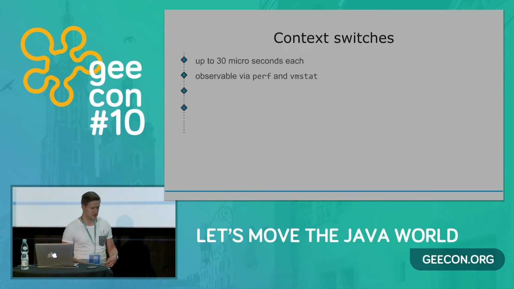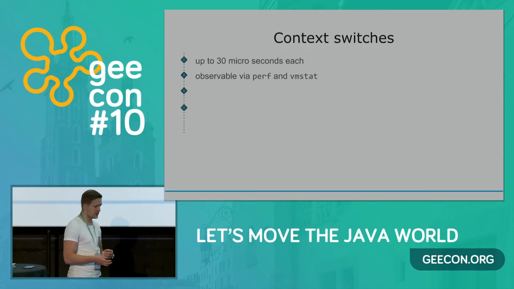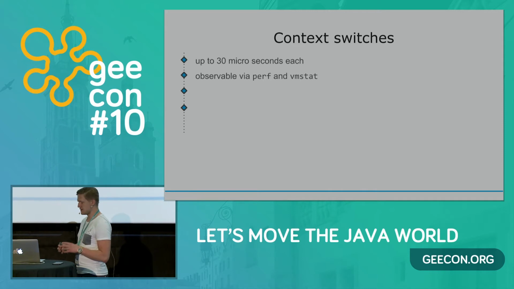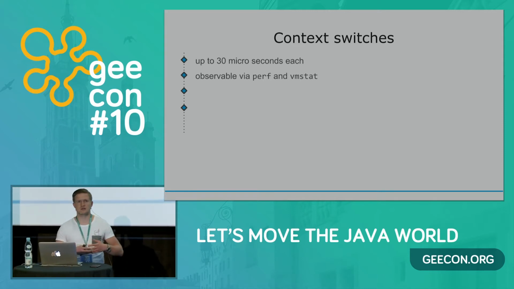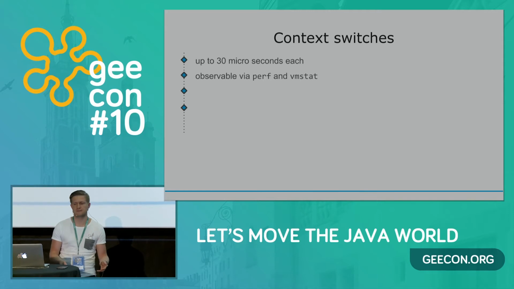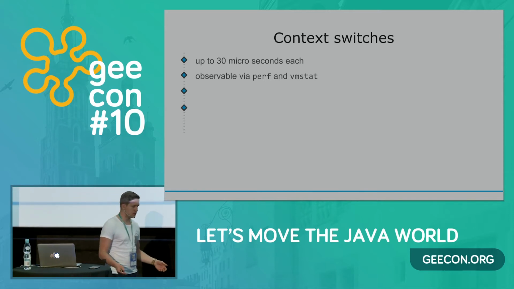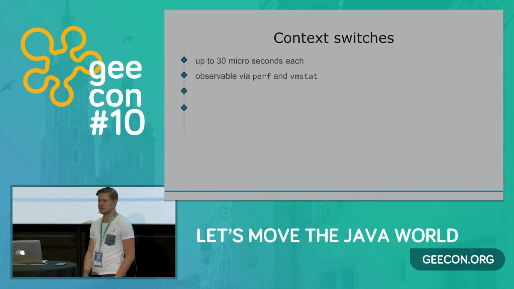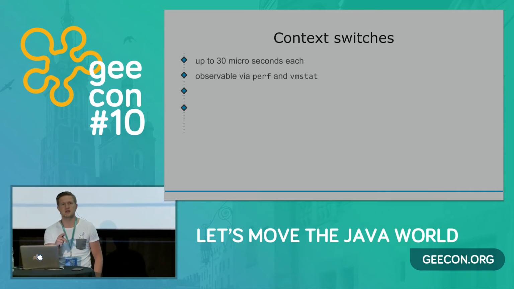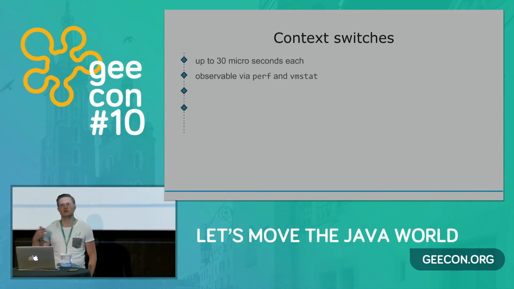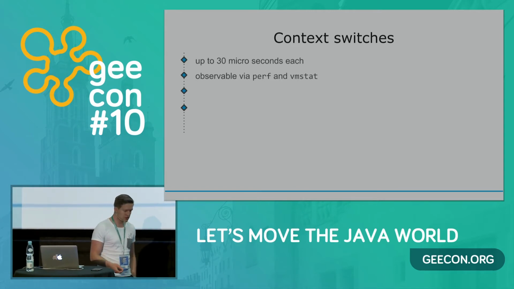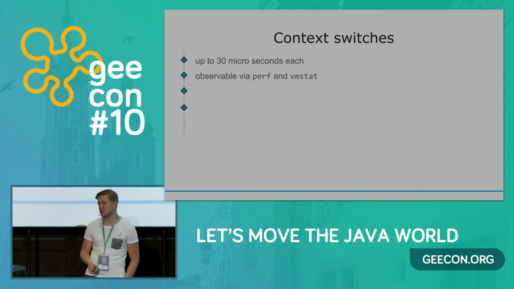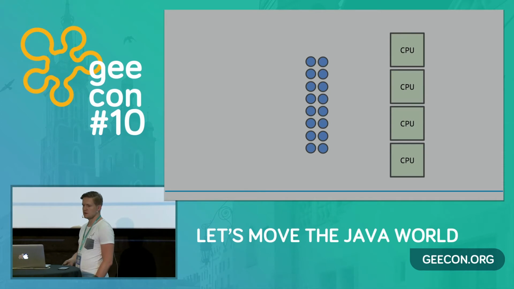So the context switch itself has some side effects, but they are not as deadly as the hidden context switch effects, which is throwing away all the cache data. You can assume that in a Java application, it can take up to 30 microseconds just to do the context switch between threads, if you count the effect of throwing away all the data that you've been working on. And you can actually observe how many context switches there are in your system or in your process with tools like perf or vmstat.